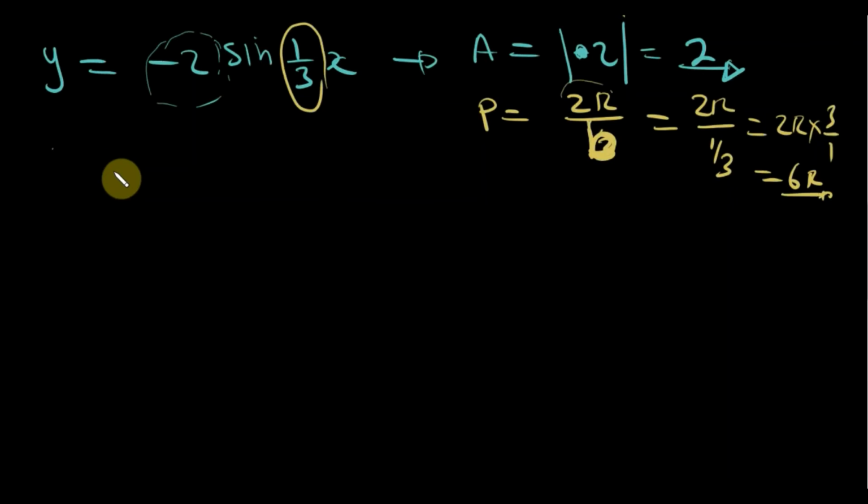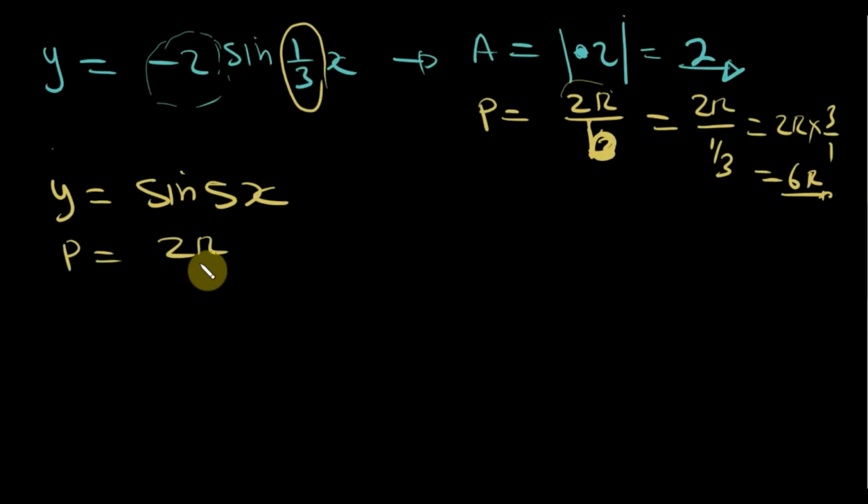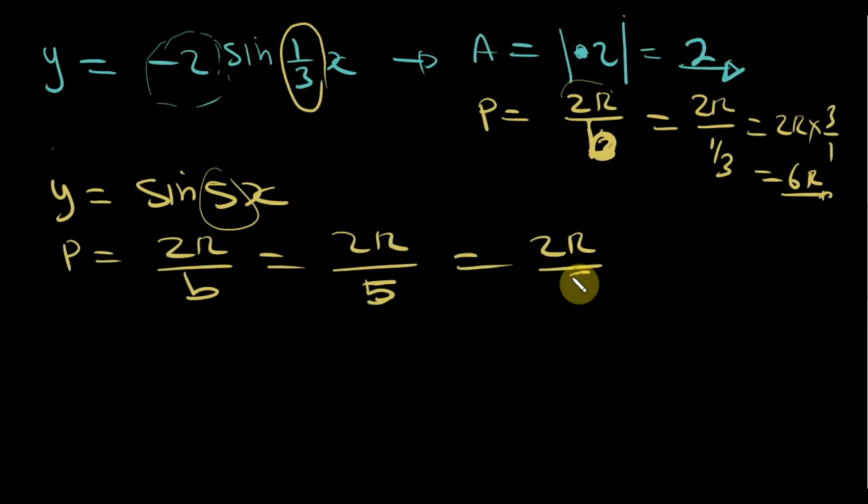Let's look at another one. Say we're given y equals sine 5x. Then let's find the period. Well, just write down the formula, 2 pi over b. So 2 pi, b is what? 5. So 2 pi over 5.